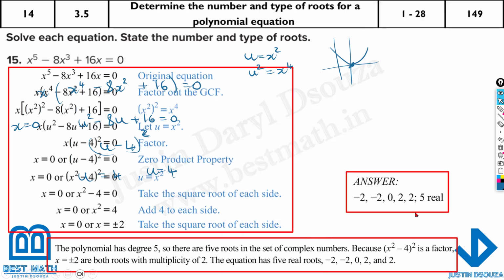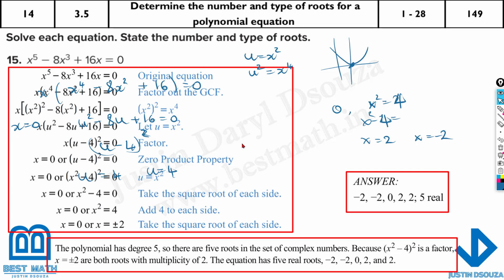So here you can see what's happening. We got the answer. 0 was there already. We got x squared is equal to 4. Here it was 4. And then we got x is equal to 2, x is equal to minus 2. Yes, 3 roots, right? But what happened here? I told you, it's a repeated root.